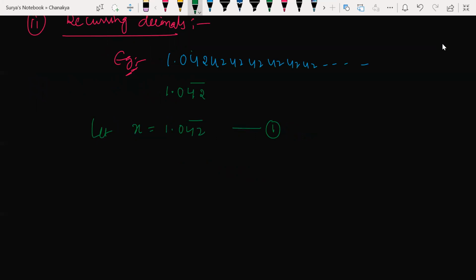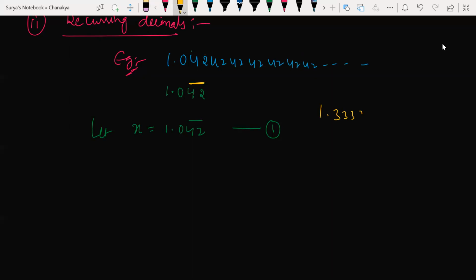Now we will be multiplying by 100. Sir, can you explain bar again? Look at this bar, beta. I'm keeping the bar only on 4 and 2. Why? Because only 42 is repeating: 42, 42, 42, 42. Bar means recurring, sir. Yes. The bar represents the digits that repeat.